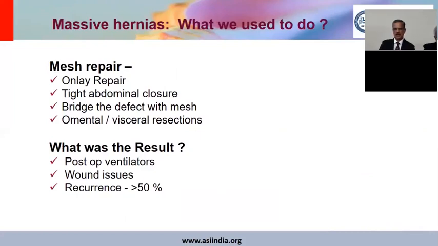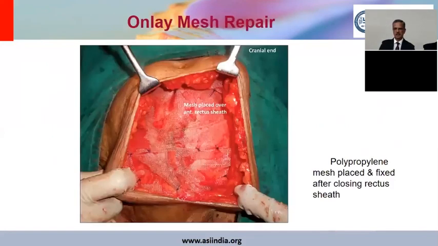You do an onlay mesh repair or close the abdomen with tight sutures, or sometimes bridge the defect with a mesh. And many times the surgeons used to do omental or bowel resections so that the abdominal visceral contents reduce and somehow we can close the abdomen at the end of the surgery. And what was the result? Many of our patients used to go to post-operative ICU and on ventilators, and there used to be many wound issues, whether it is skin necrosis or wound adhesions or surgical site infections, and ultimately the recurrence used to be more than 50%. This is not a good scene at all.